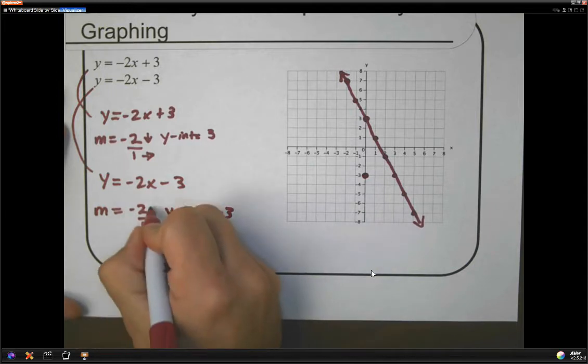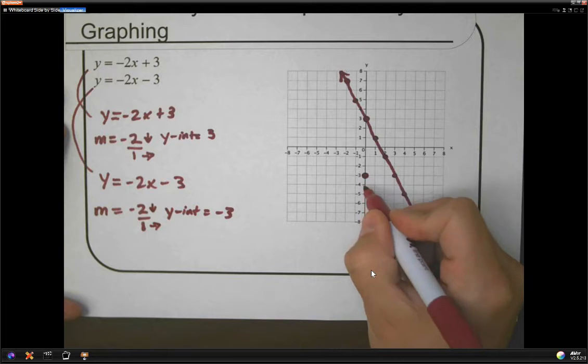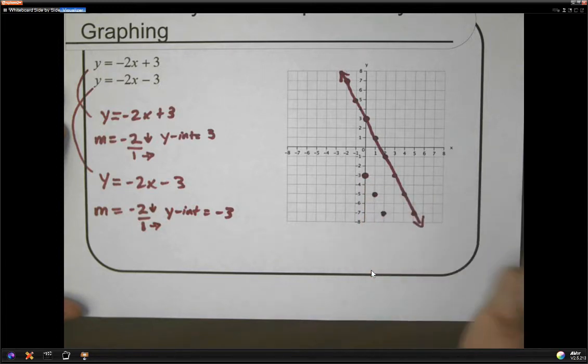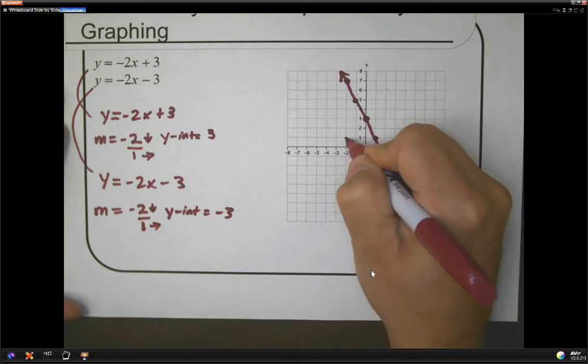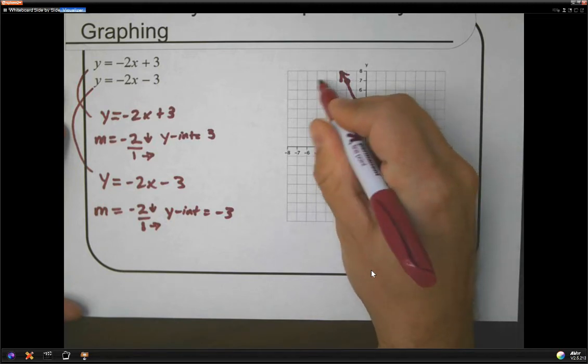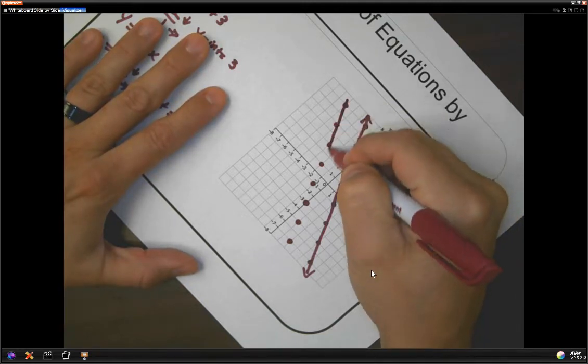The slope is negative, which reminds me to go down and to the right. So I'm going to go down 2 and right 1, and down 2 and right 1. And remember, I can do the opposite: up 2 and left 1, as far as I need to go. Once I have enough points, I can go ahead and draw my line.